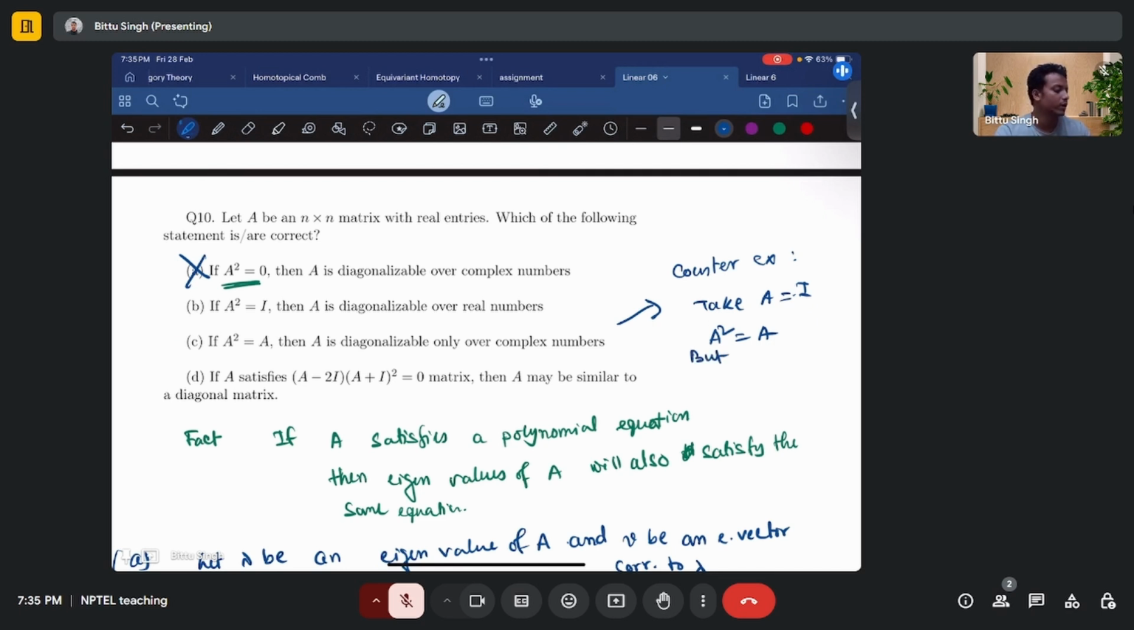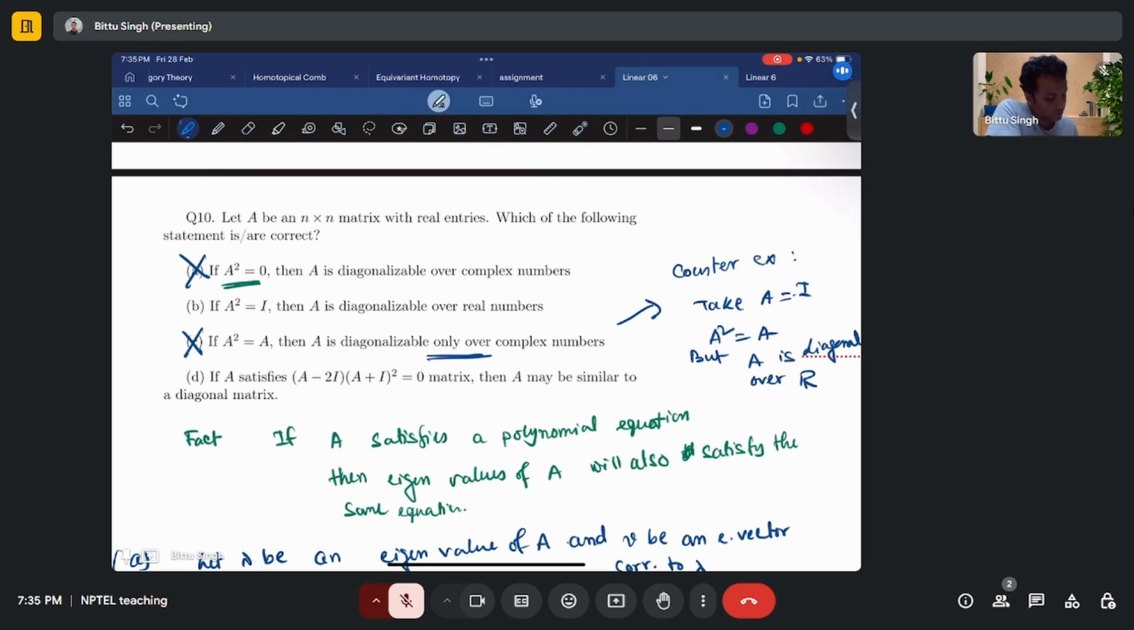But A is diagonalizable over R. So that is the problematic part. Only over complex? This is false. It can be diagonalizable over R as well. So this is also false.